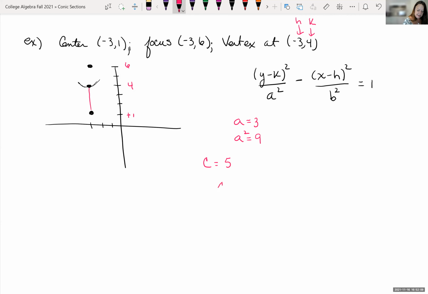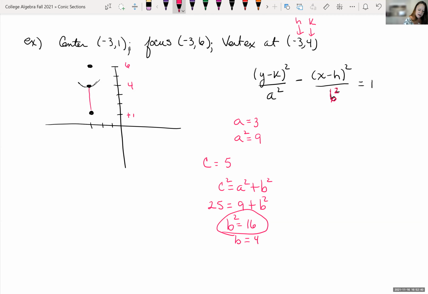Recall that C squared for a hyperbola is equal to A squared plus B squared. So let's put in the information. C was 5, so C squared is 25 equals A squared, which is 9, plus B squared. Subtract 9, I get B squared is 16. B has to be 4, although I really don't need that because I want to put it in B squared form.